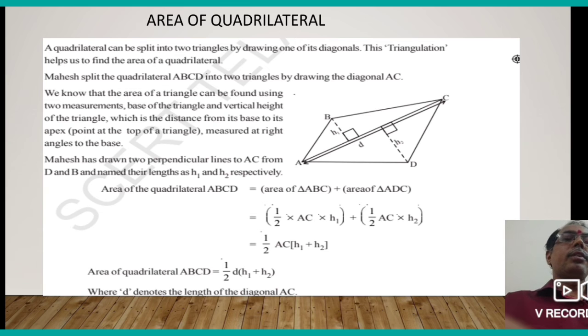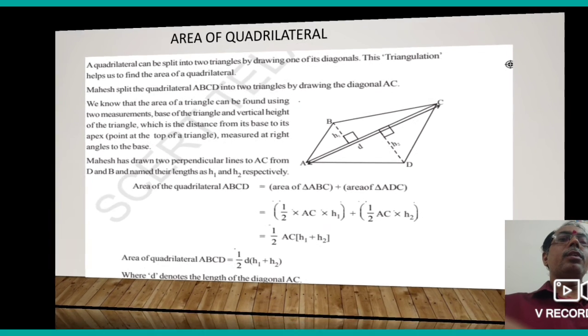So here half into AC, that is 1 by 2 into AC, is common, then 1 by 2 into AC into H1 plus H2. So area of quadrilateral is equal to 1 by 2 into D into H1 plus H2, where D denotes the length of the diagonal AC, that AC is taken as D. So by this way we can obtain the formula for area of quadrilateral.